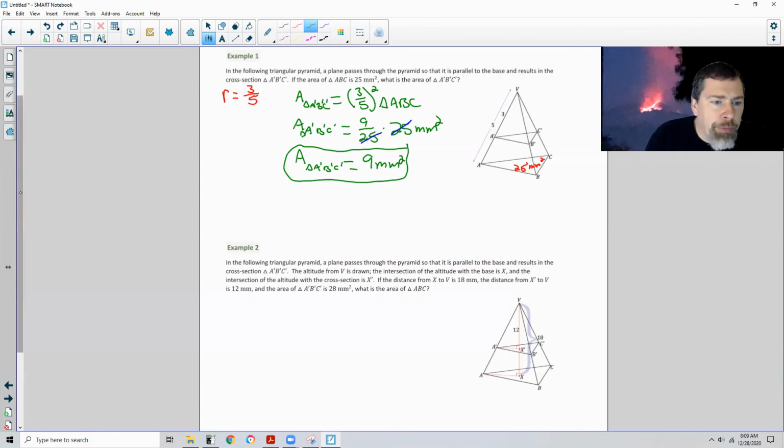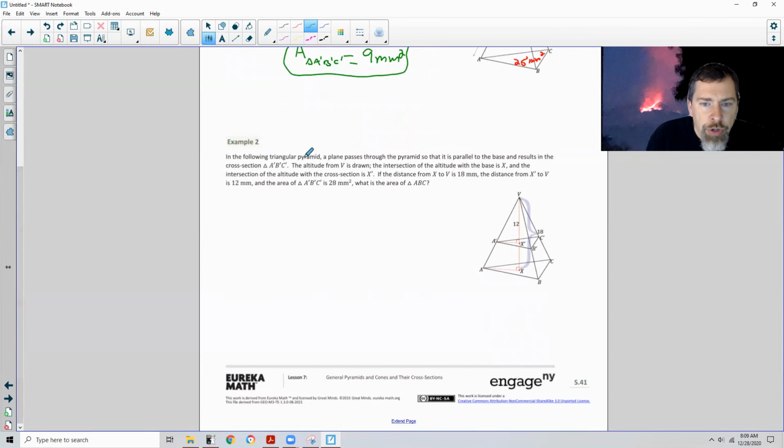Okay, example 2. In the following triangular pyramid, a plane passes through the pyramid so that it is parallel to the base. That is the key to these. The base has to be parallel. Bases have to be parallel. That results in the cross section of A prime, B prime, C prime again, the triangle.